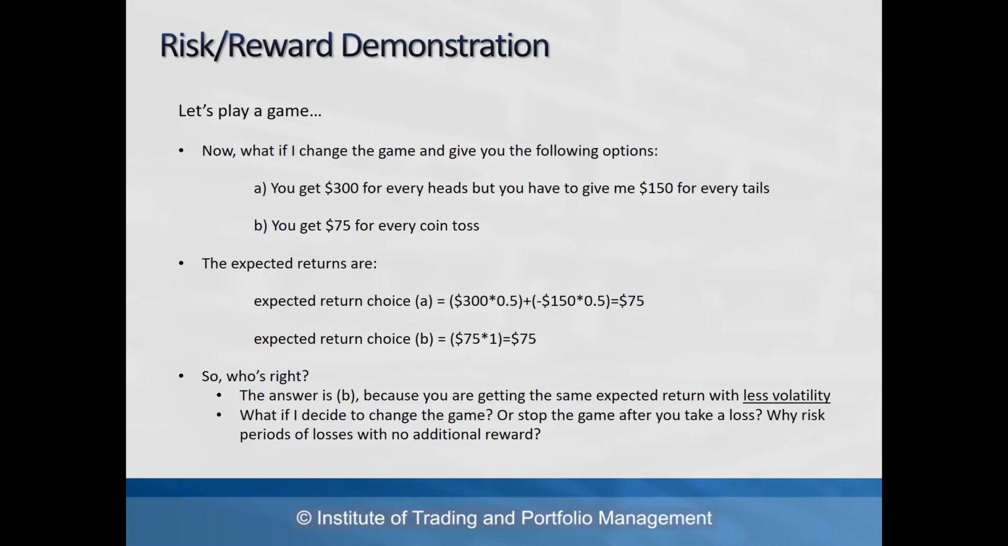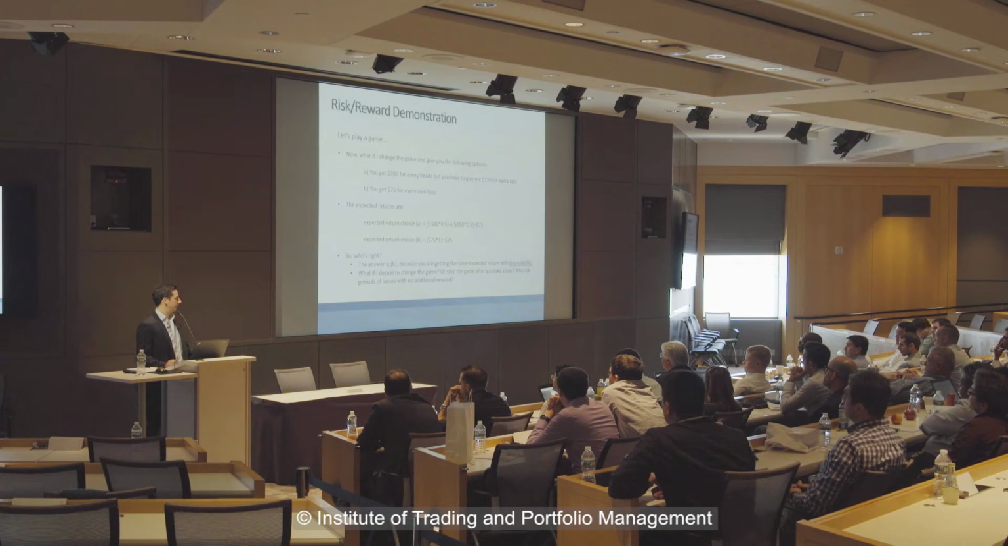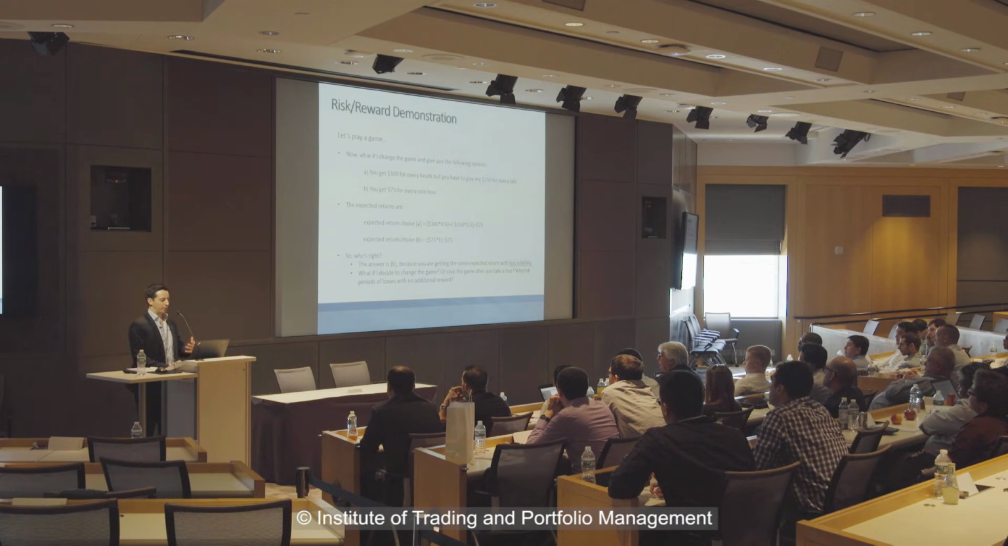So think about it this way. What if you chose option A, and I changed the game after the first two coin tosses? Let's say they were tails both times. You now owe me $300, and I'm like, yeah, okay, I'll just stop the game. That's priced into, effectively, the volatility, okay? That's the risk of option A. So hopefully that's clear, and that gets you thinking about risk-reward in general and thinking about probabilities.